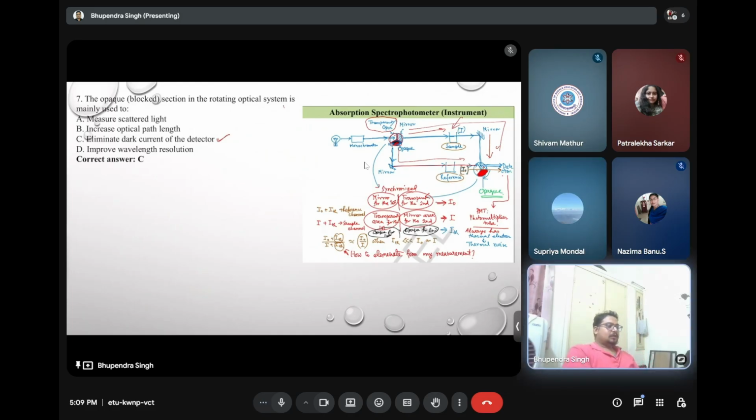Perfect. But my question is: why is this thermal noise or dark count coming? If light is not passing, then there should not be any count in the detector. A count in the detector means you are seeing absorption. Let's say for an absorption instrument, you are seeing some kind of spectra, but it should be zero if light is not passing. So why is this the case?